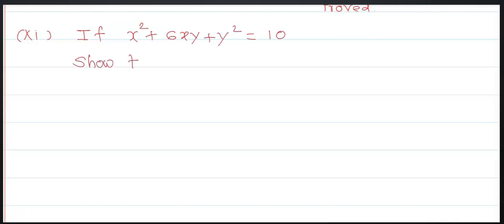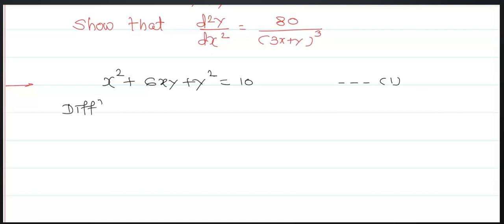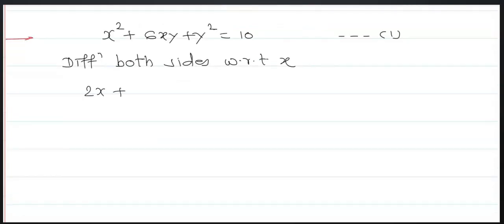That is example number 11. If x square plus 6xy plus y square is equal to 10, then show that d2y by dx square is equal to 80 upon 3x plus y bracket cube. x square plus 6xy plus y square is equal to 10. Differentiate this with respect to x on both sides.